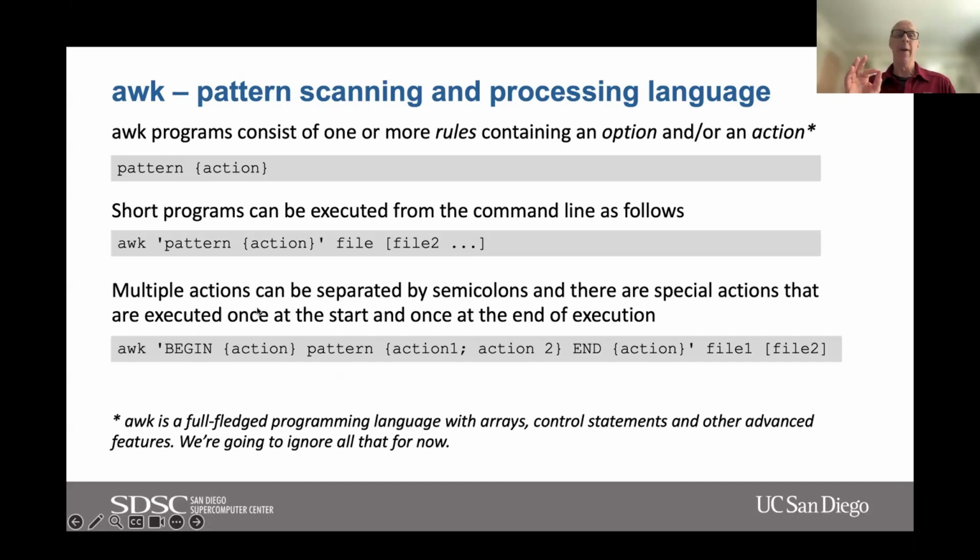Most of the time, you're going to use awk one-liners, something that could be executed from the command line. We would say awk. We would then have our pattern and action in single quotes, followed by a list of files. And we can have multiple actions separated by semicolons. And there are also special actions that are executed once at the start and at the end of an execution. I'll show those in the next few slides.